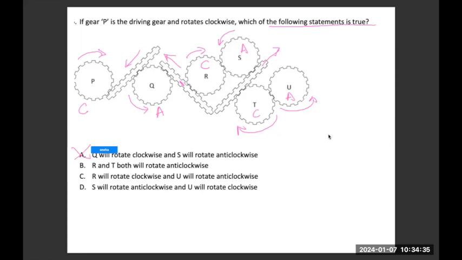A is wrong. R and T both rotate anti-clockwise: wrong, because they are rotating clockwise. R will rotate clockwise and U will rotate anti-clockwise: R is rotating clockwise and U anti-clockwise, which is true. S will rotate anti-clockwise and U will rotate clockwise, which is not possible because U is rotating anti-clockwise. So D is wrong. So C is the correct answer.